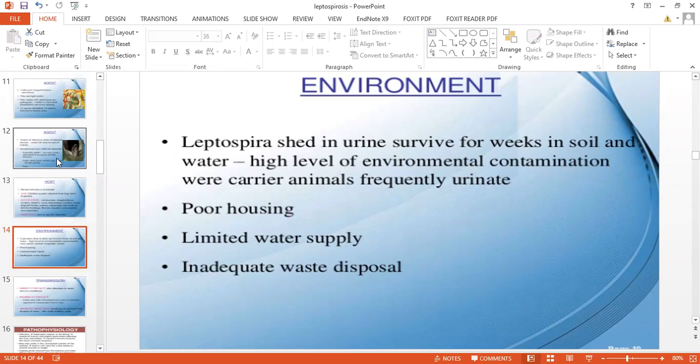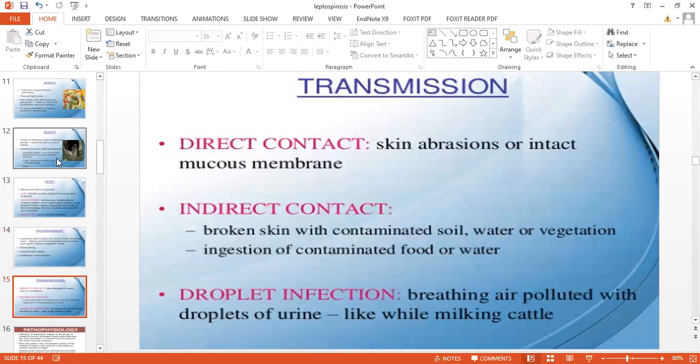As far as the environment is concerned, leptospira is shed in the urine and survives for weeks in soil and water. High levels of environmental contamination where carrier animals frequently urinate, where there is poor housing, limited water supply, or inadequate waste disposal are the predisposing conditions for its transmission.